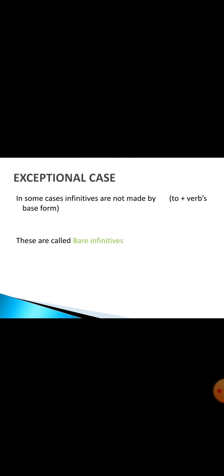Let's see the exceptional case. Dear students, in some cases, infinitives are not made by "to" plus the base form of the verb. These are called bare infinitives. Sometimes infinitives are called bare infinitives because they don't use "to". They are without "to". She made me cry. I heard him sing a lovely song. In both sentences, you can see that there is no "to". So these are called bare infinitives.